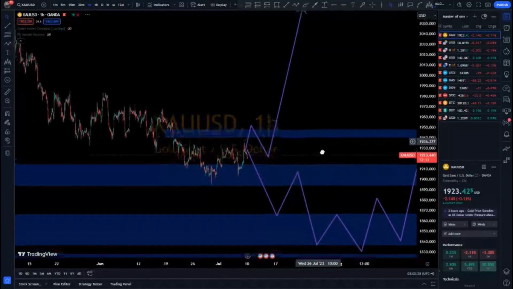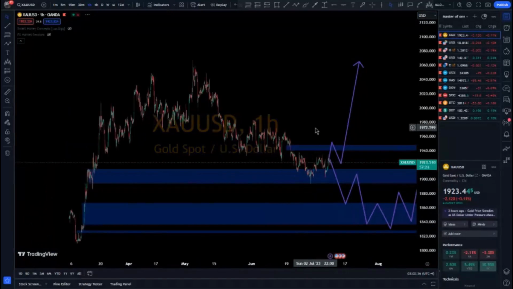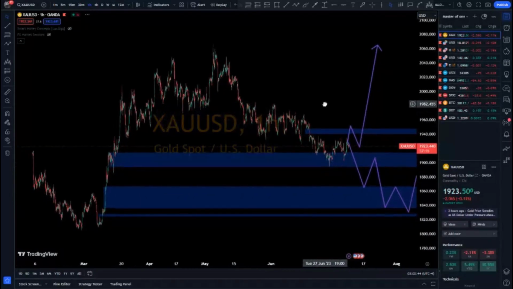So be careful out there, and always use a stop loss. Check with your psychology as well. Risk what you can afford to lose. Don't risk what you cannot afford to lose, so that you can be able to come back in the game later on in the future.